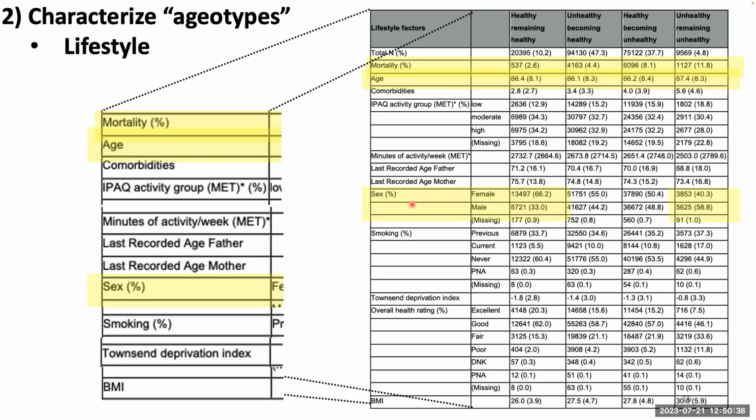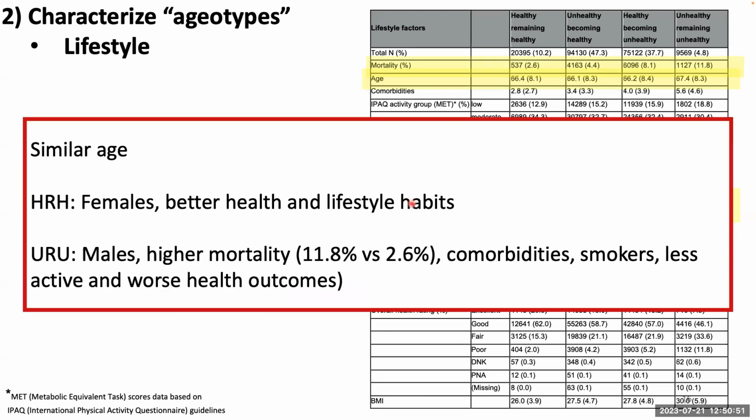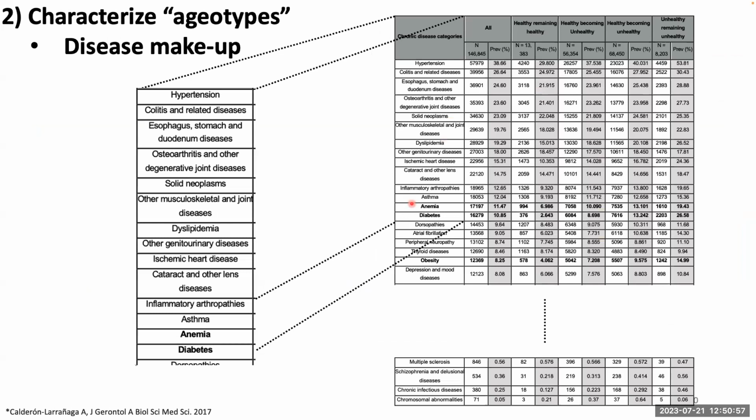Also kind of interesting was that we found more females. That is always something constantly seen in this kind of studies: more females in the healthiest one and more males in the unhealthiest one, okay? So that was just a brief overview of what the different aging patterns looked like. And then we went into looking at disease makeup, right?